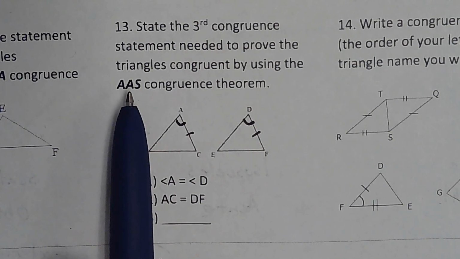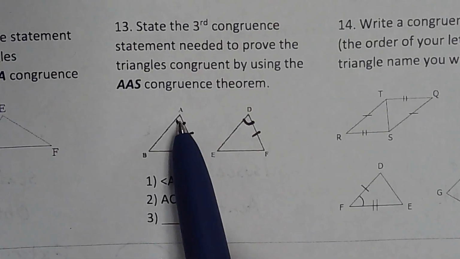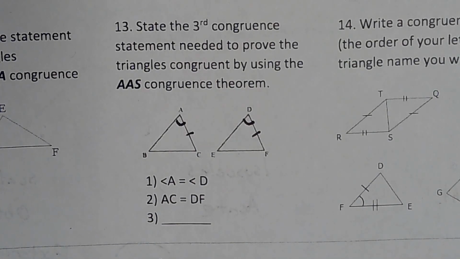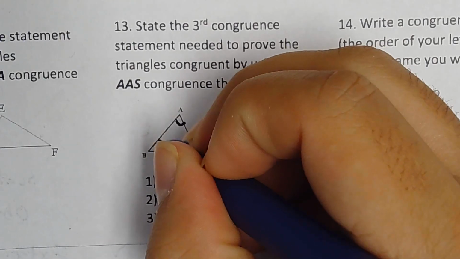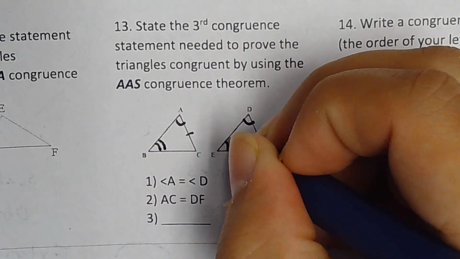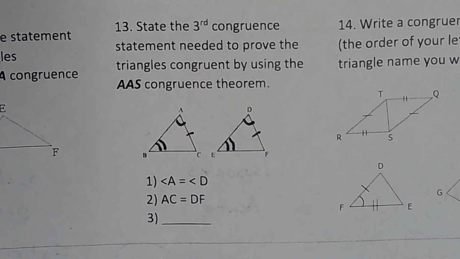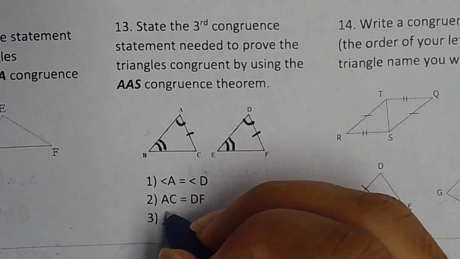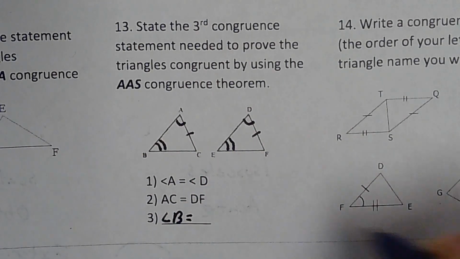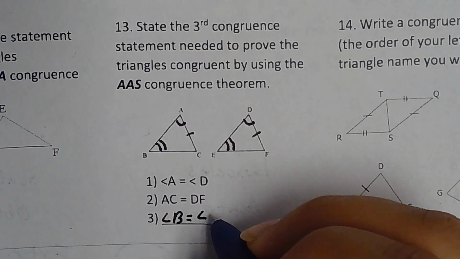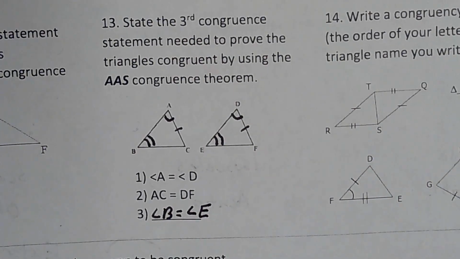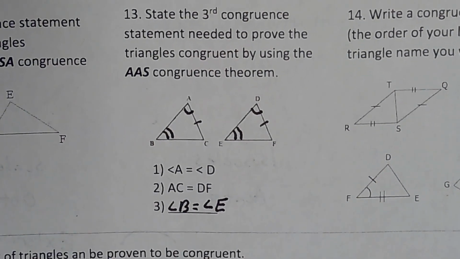Technically before, right? Okay, so if I have one here, where's my other one going to go? B and E, perfect. So B is going to have a double arc, and E is going to have a double arc. So then this third piece has to say B is equal to what angle? E. B has to be equal to E.